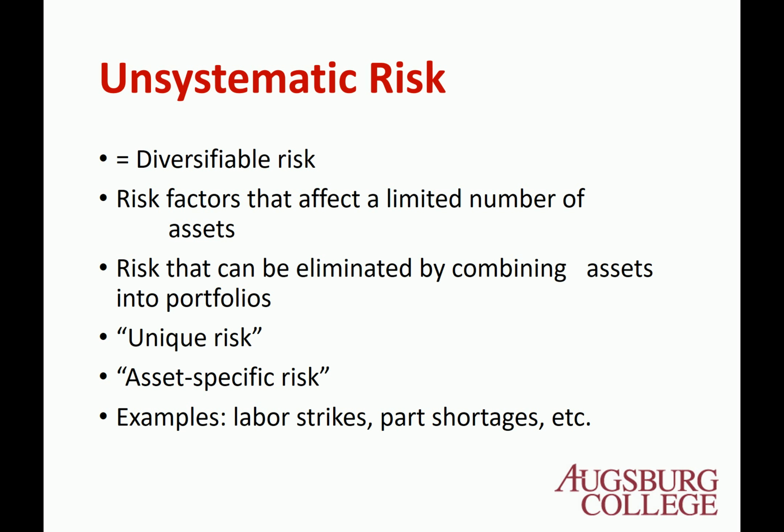Now the second part is the unsystematic portion of the risk. Unsystematic risk, also called diversifiable risk because you can diversify it away. It's risk factors that affect a limited number of assets, usually one company or just a small number of companies. It may be eliminated by combining assets into a portfolio. So if you add more assets, then you can eliminate this risk. This is also called unique risk or asset-specific risk, also company-specific risk. So firm risk. Labor strike, part shortage, and like a sudden death of a CEO, any type of news that affects this very specific company will be the unsystematic risk.